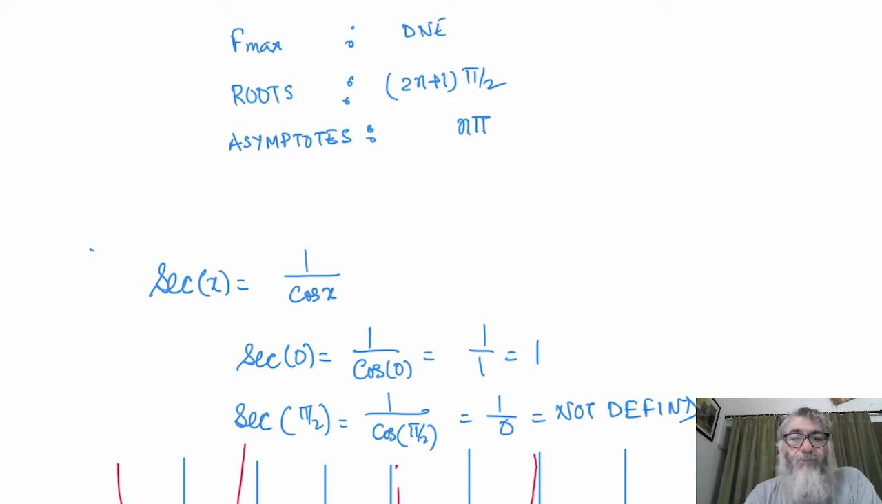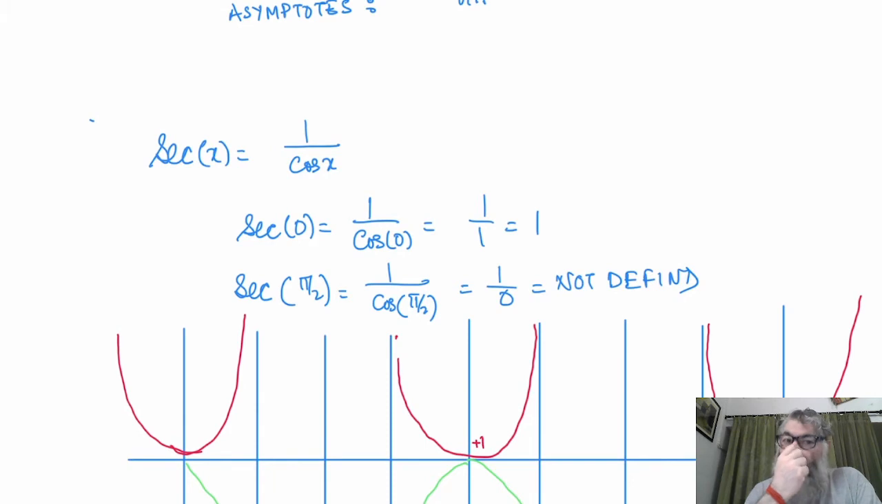Sec x is the reciprocal of cos x, 1 upon cos x, as I have written there. You can see it. Now, when will sec x not be defined? The first question is, when will sec x not be defined? If cos x is going to be 0, which is in the denominator, because sec x is 1 upon cos x. Sorry, cos 0 is 1, so sec x will be defined there.